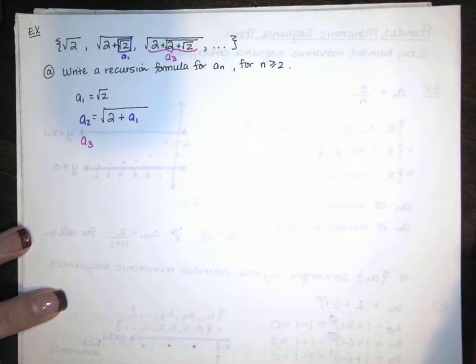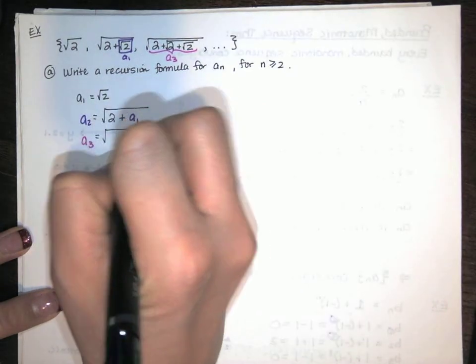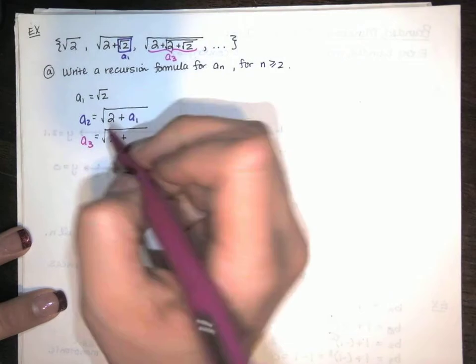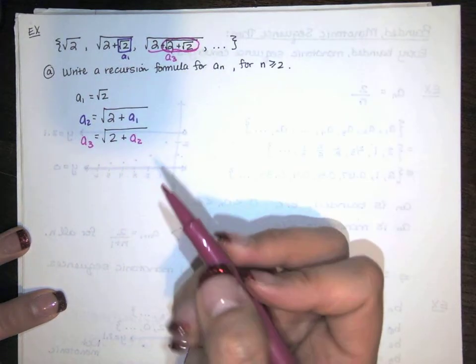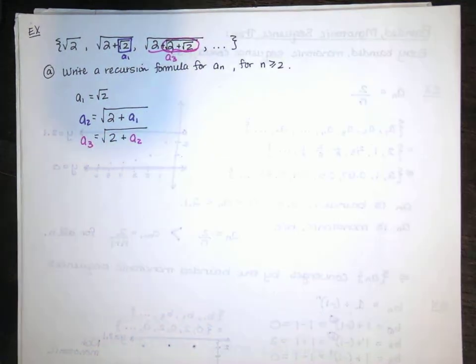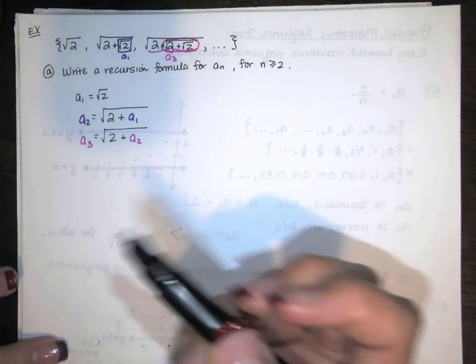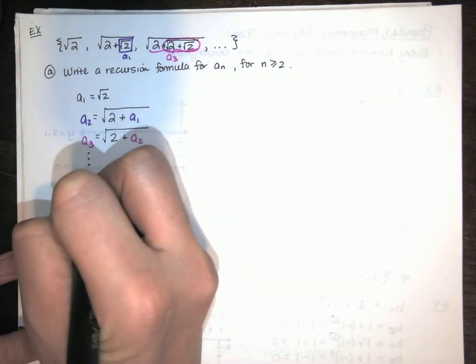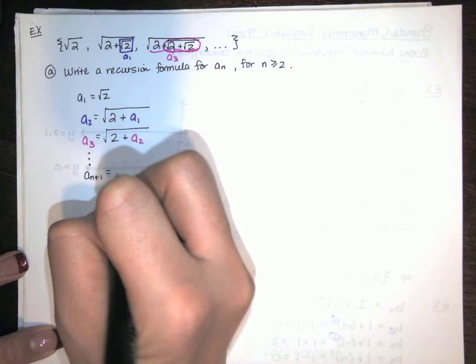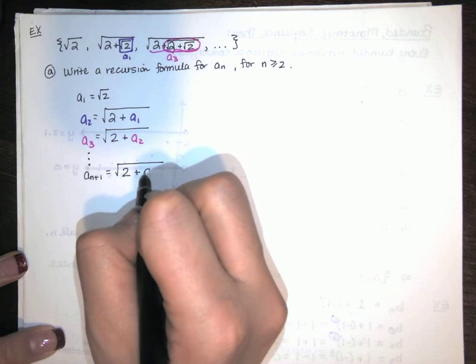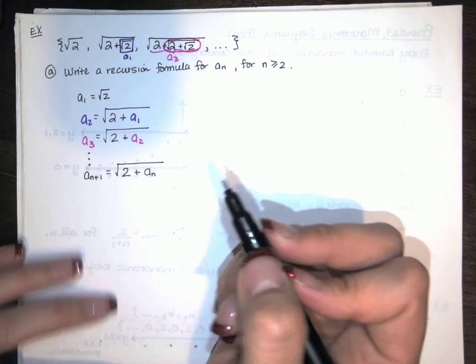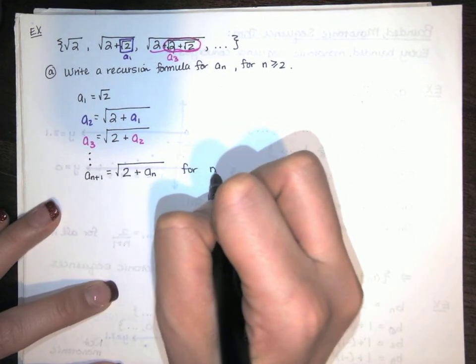A sub 3 is the square root of 2 plus a sub 2. Does that work? Well, there's a sub 2. Yeah, I think that is the square root of 2 plus a sub 2. So I think this continues to hold, provided that this pattern continues past the dots. We're just assuming that that's true. In general, it looks like a sub n plus 1 is the square root of 2 plus the last term. If this is a sub n plus 1, that's going to be a sub n. So that's my formula.